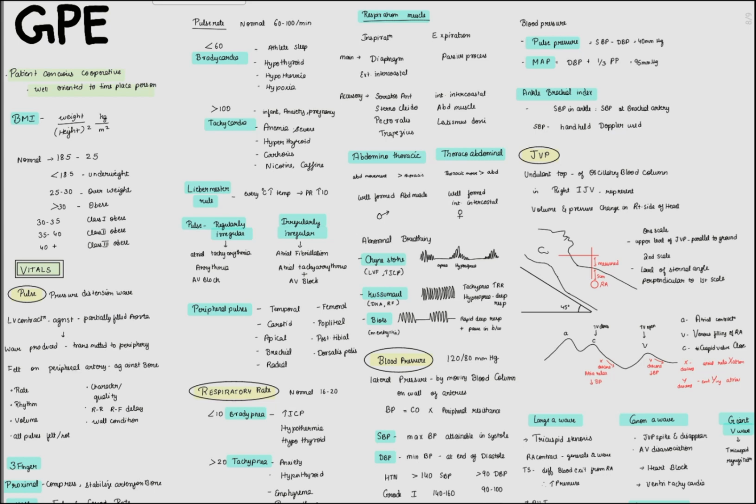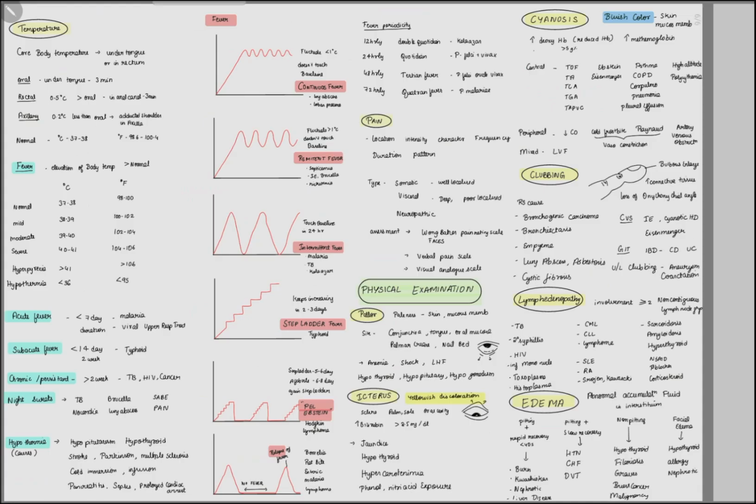So I have summarized this general physical examination into two sheets. One, this sheet, which has pulse, respiratory rate, blood pressure, and JVP. And in the second sheet, as shown below, it has temperature, types of fever, physical examination, that is pallor, icterus, cyanosis, clubbing, lymphadenopathy, and edema. So now let's go through it quickly.